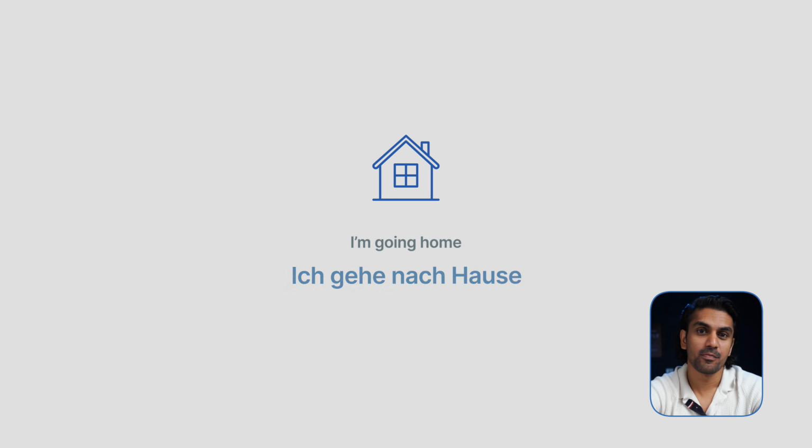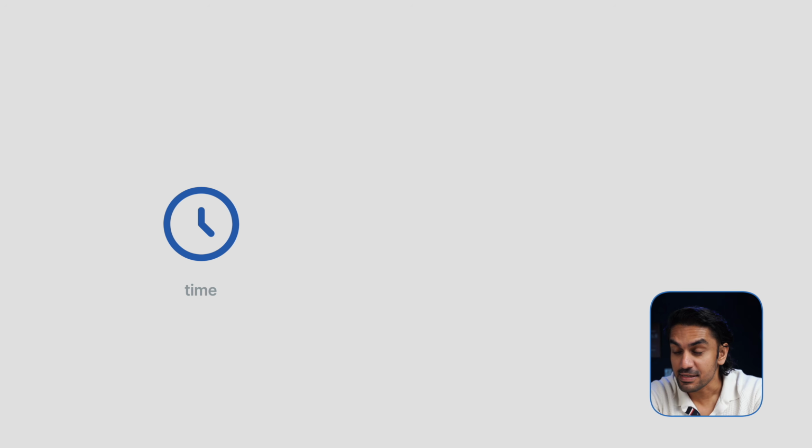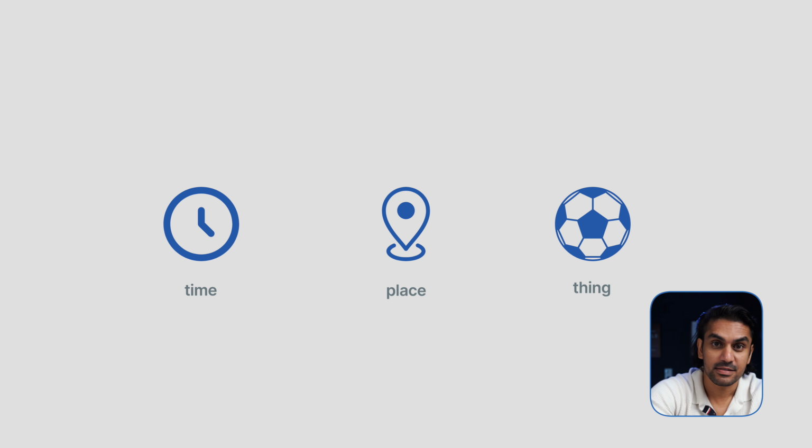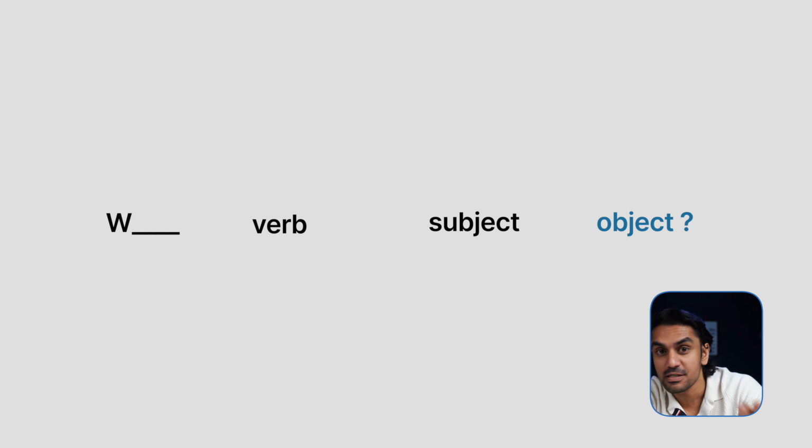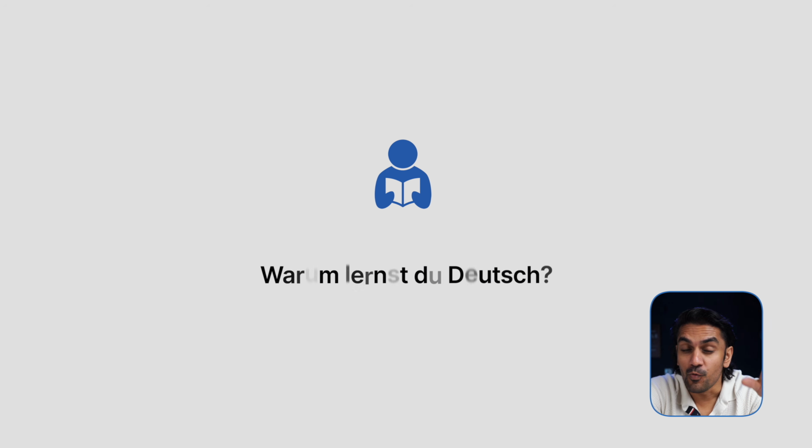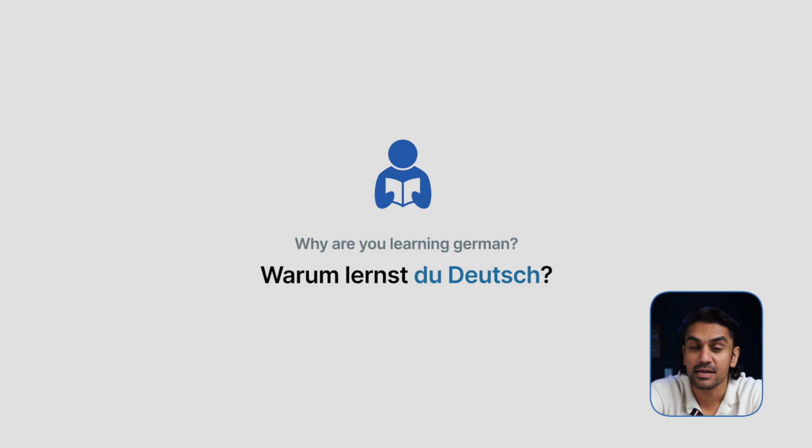I am going home. If there is another element like time, place or thing in the sentence, it usually comes after the subject in question. For example, "Warum lernst du Deutsch?" Why are you learning German? Here du is a subject and Deutsch is the element that comes after it.